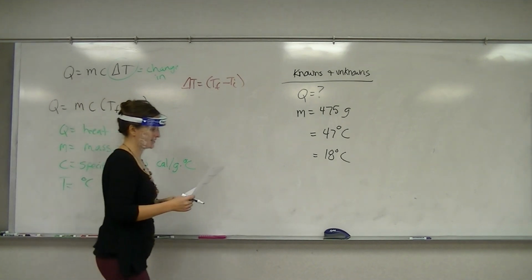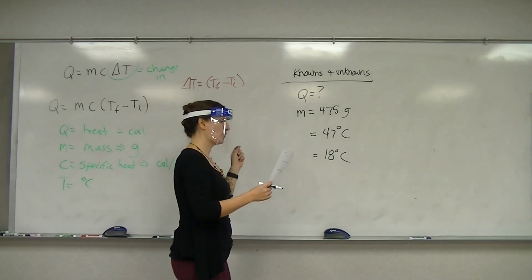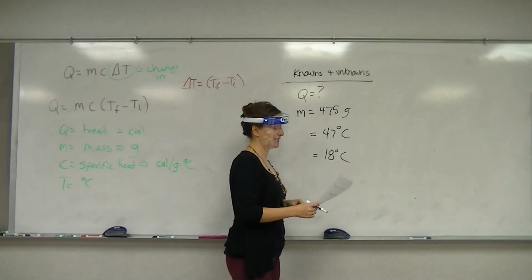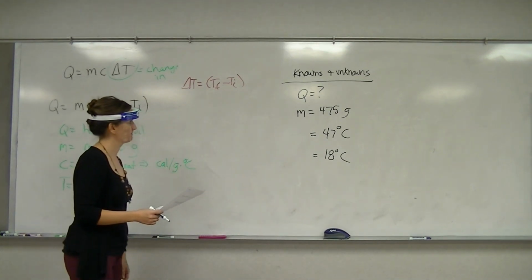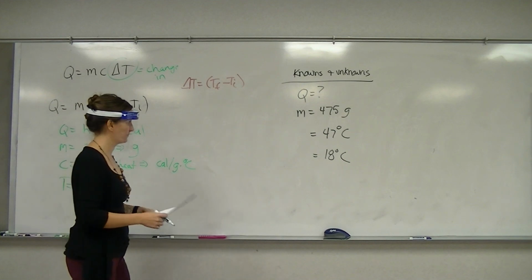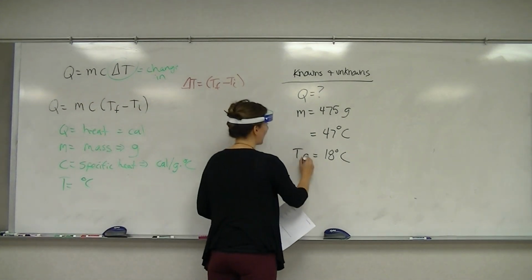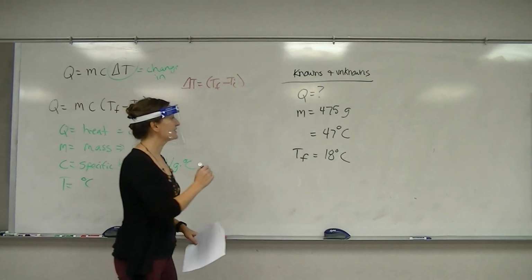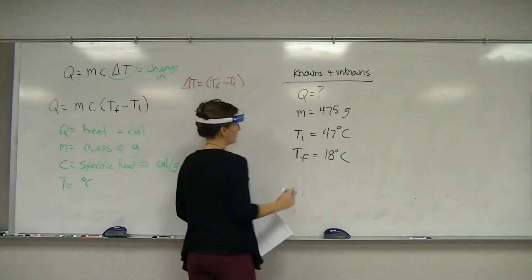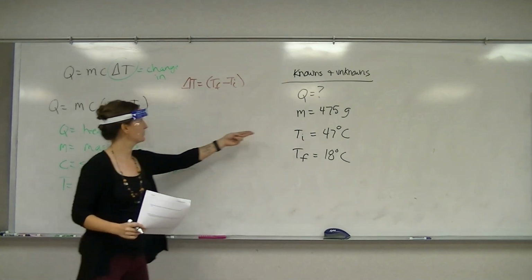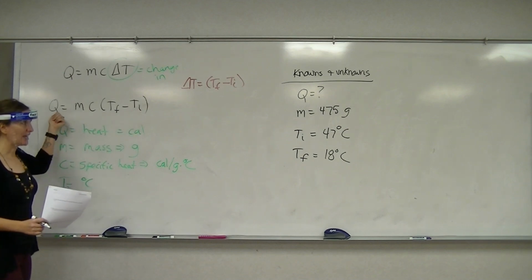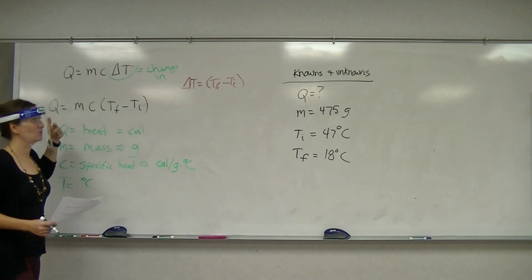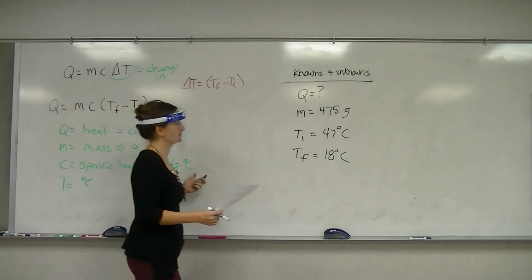So reading this, it's saying it cools from 47 down to 18. Which one's my final, the 47 or the 18? Where does it end at? 18. So the 18 is my final. It's important to label the initial and final correctly, because if I flipped them, that would be a difference of a negative or positive sign. Because you can have a negative Q value, and you can have a positive Q value.